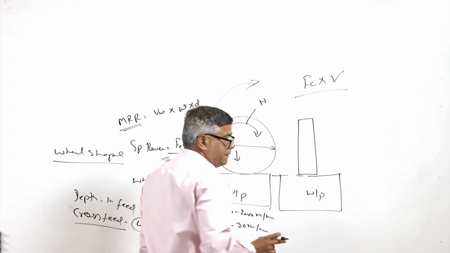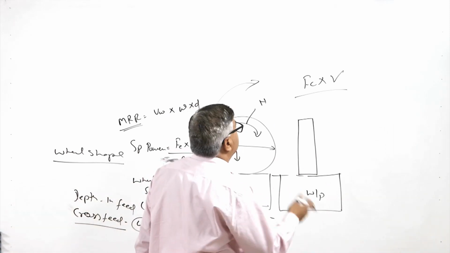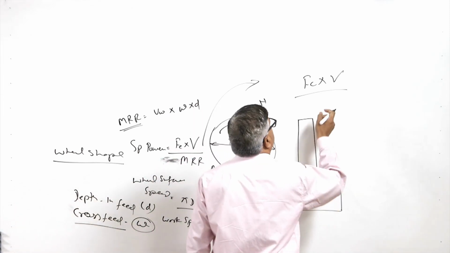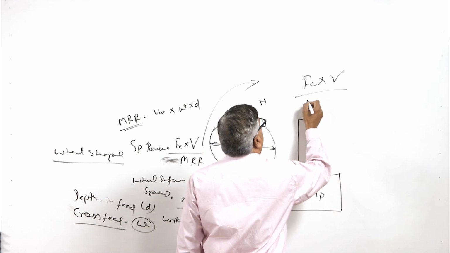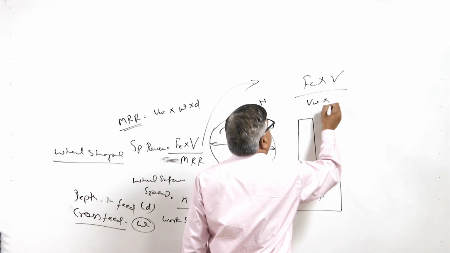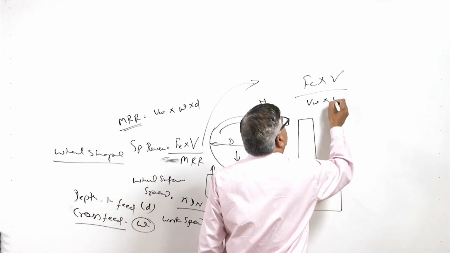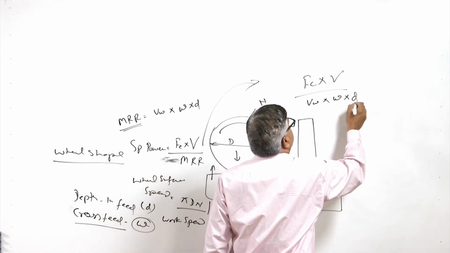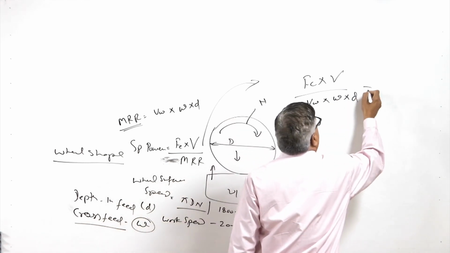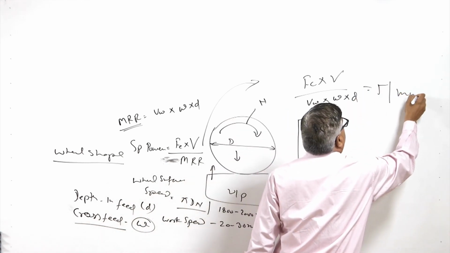V is basically the pi D N, the rotational speed and the wheel diameter, and v is the speed at which the workpiece engages with the wheel, and W is the width of cut and D is the depth of cut. So, this is what will be giving us the joule per mm cube.